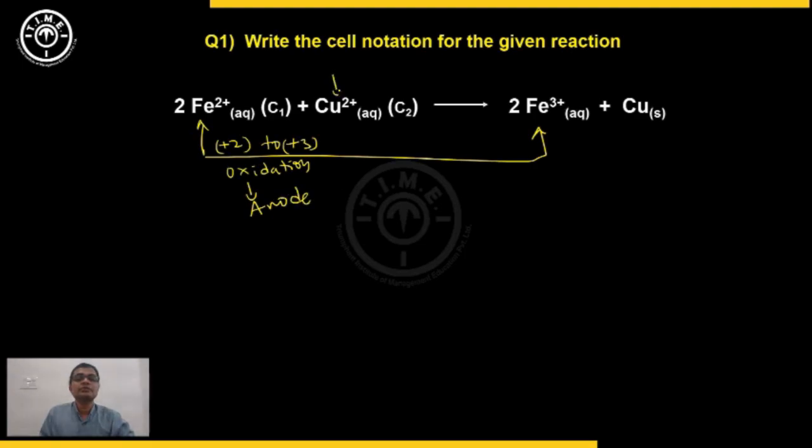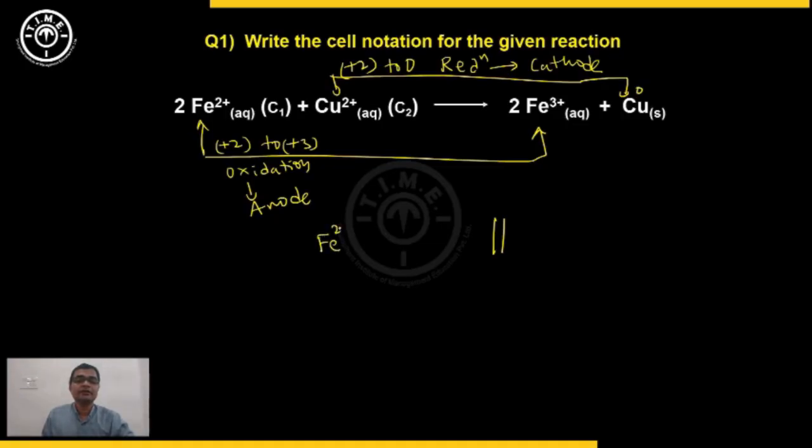Next, Cu2+ ion is reduced to copper, so the +2 oxidation state decreases to 0. Decreasing of oxidation state is called reduction. The reduction reaction takes place at the cathode. Now the anode is on the left side, and the cathode should be written on the right hand side. Both are separated by two vertical parallel lines. On the left hand side you have to write the anode.